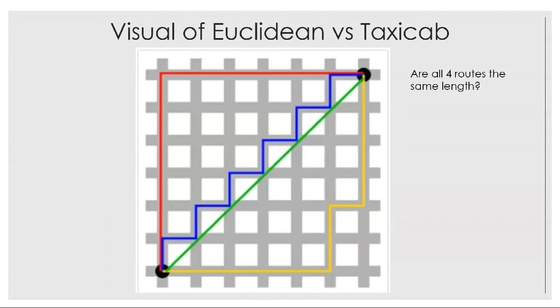So are all 4 routes the same length? The red has a total of 12 blocks, as does the blue and the yellow. But if we use the Pythagorean theorem, the green has about 8.5 blocks. So the green is a shorter distance, but we can't always fly to our destinations or walk through buildings. So we usually have to take a more directional approach when driving or walking.